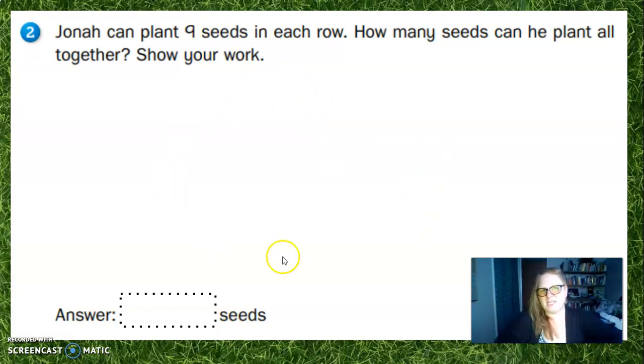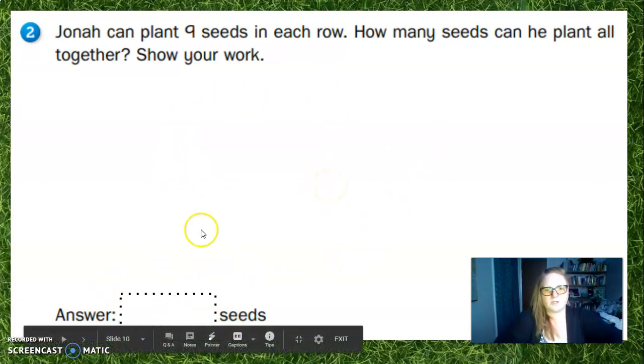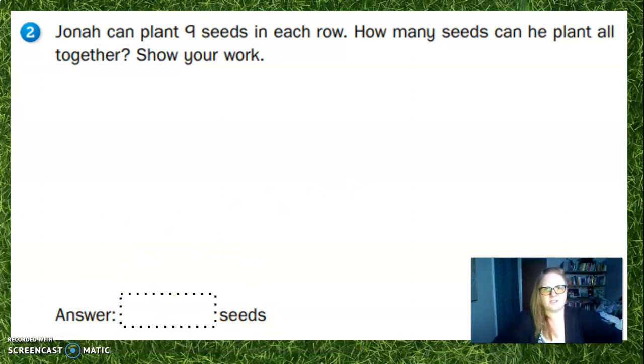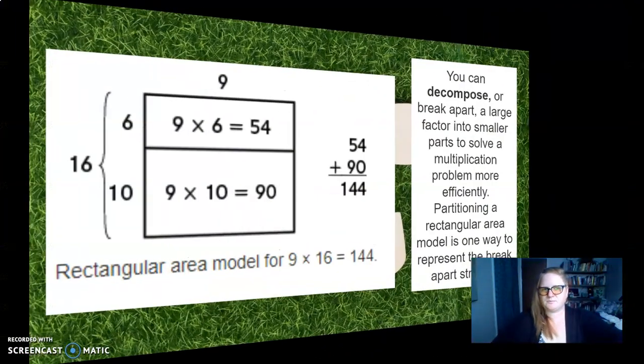And do the best you can, show your work. You could use lines. You could do different things like that in order to get the answer. And I want you to try before moving on. So go ahead and give these 2 slides a try and move on in 5, 4, 3, 2, 1.